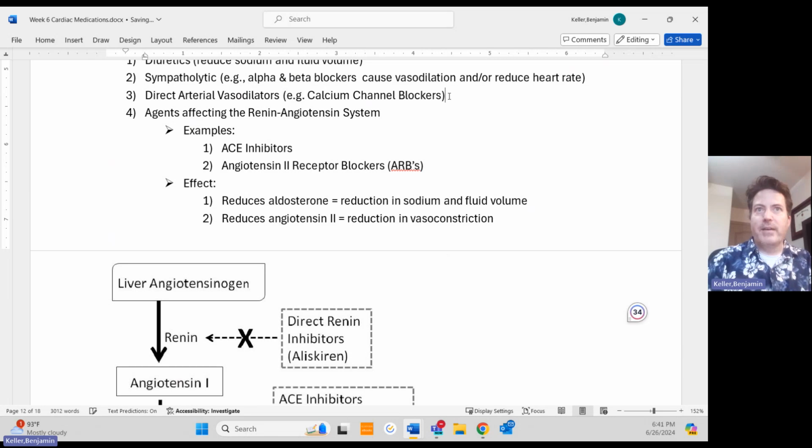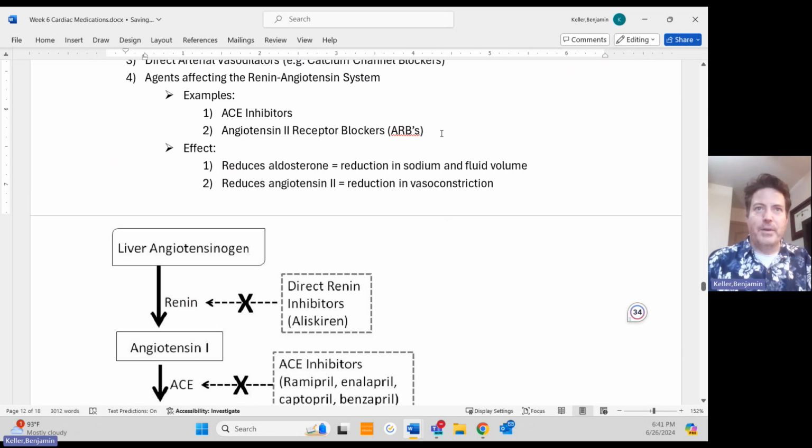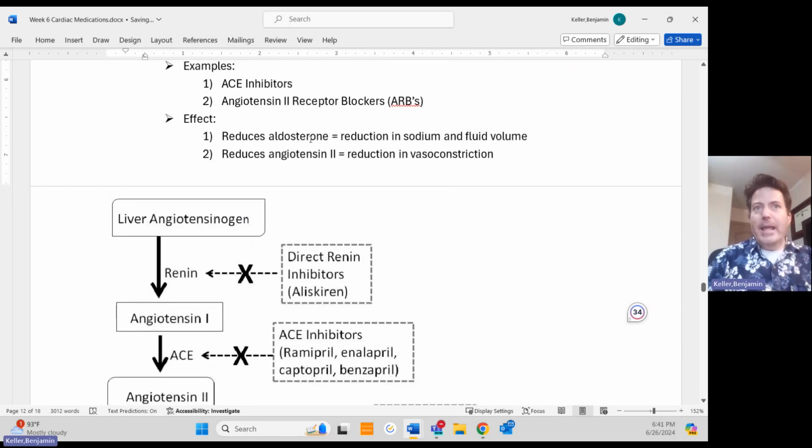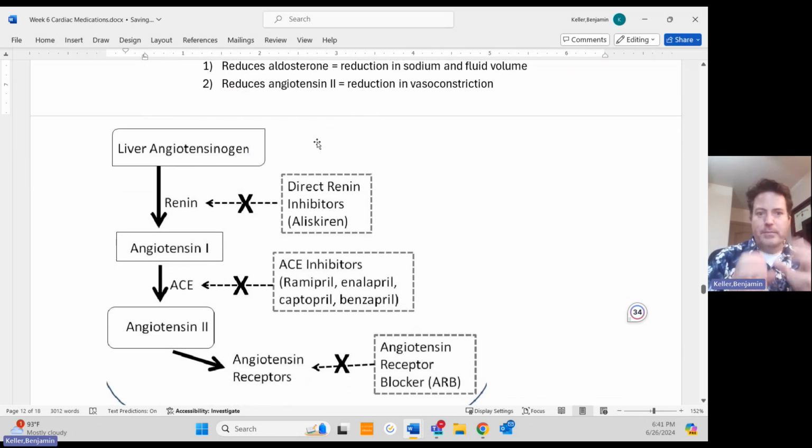And then you've got drugs that affect the renin-angiotensin system. Some examples of those are going to be your ACE inhibitors, and angiotensin receptor blockers as well. They work by reducing aldosterone, which reduces the amount of sodium and fluid volume. They also reduce the amount of angiotensin 2, which reduces vasoconstriction. Angiotensin 2 is a really strong vasoconstrictor. So if we can stop vasoconstriction, we're opening up those pipes. That makes sense. So we're reducing volume by causing people to pee more, reducing sodium, and also reducing vasoconstriction. So that's how they work.